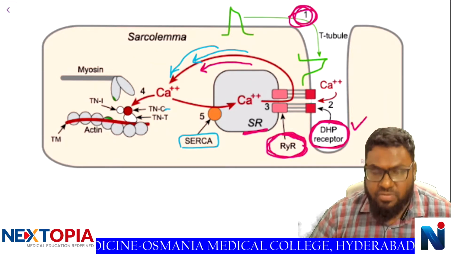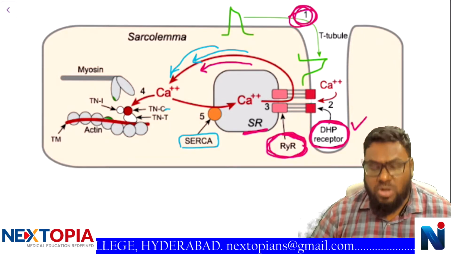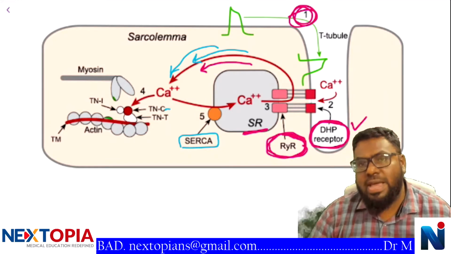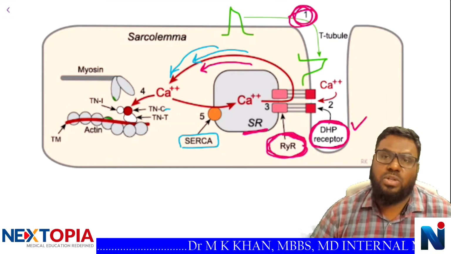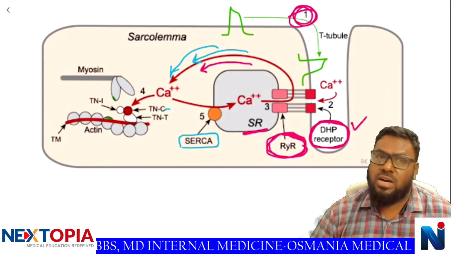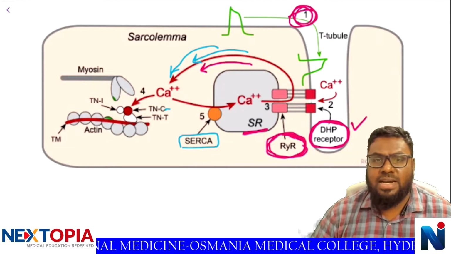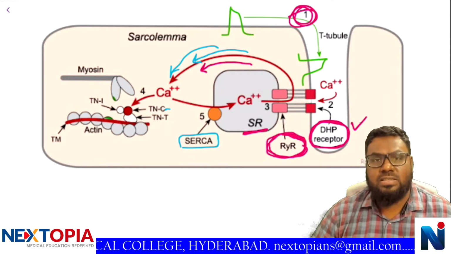So whenever there is a fall in the levels of calcium in the cytoplasm, this causes the tropomyosin to again go back and bind to the troponin. Again, the myosin binding site is covered on the actin, and the muscle relaxes.